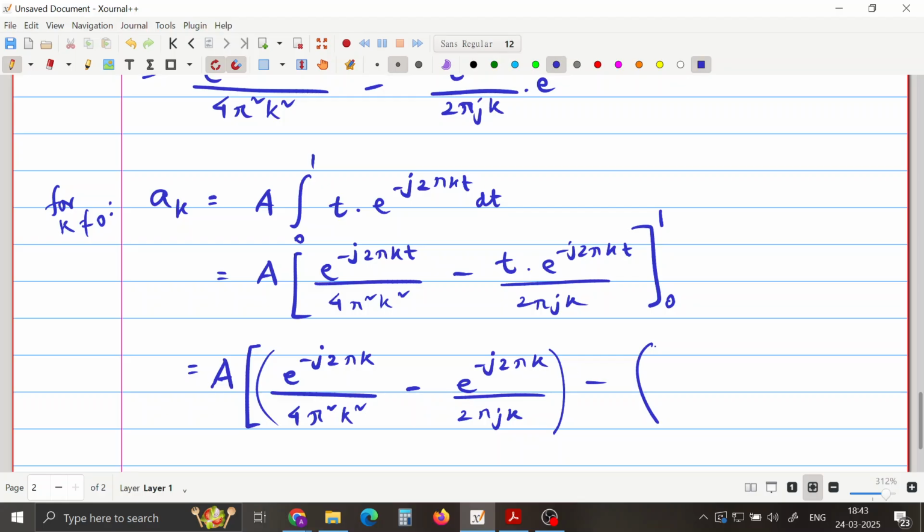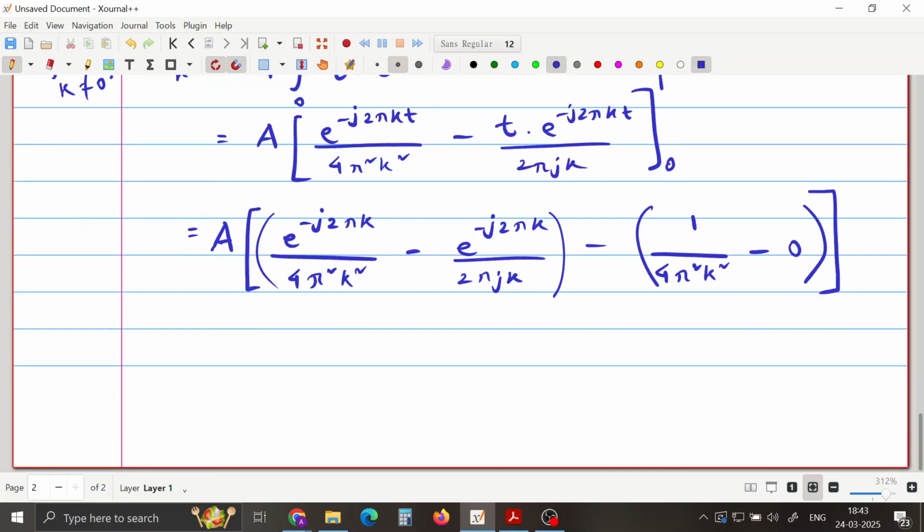Now for substituting the lower limit, which is 0, what do we get? e power minus j 2 pi k into 0, so that gives me 1. Minus, again this term will simply be 0 because I have t as a multiplicative factor. Now, so what about this term here? e power minus j 2 pi k.